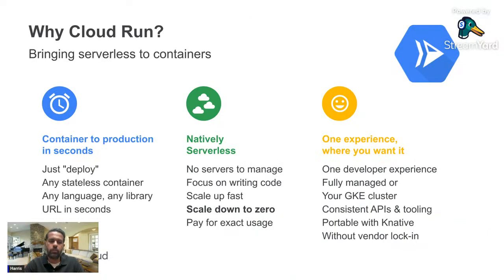Finally, you have Cloud Run as well. Cloud Run lets you bring containers to production within seconds. These are natively serverless, so you can basically scale them down to zero if your consumption is not very high. One experience where you want it is if you're running a GKE cluster, it can be consistent with your APIs and tooling, portable and native, without even having a vendor lock-in. So those are some use cases for Cloud Run.